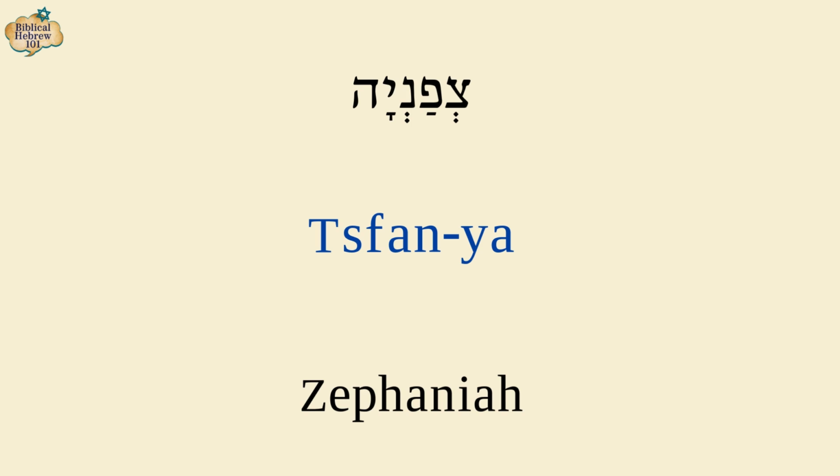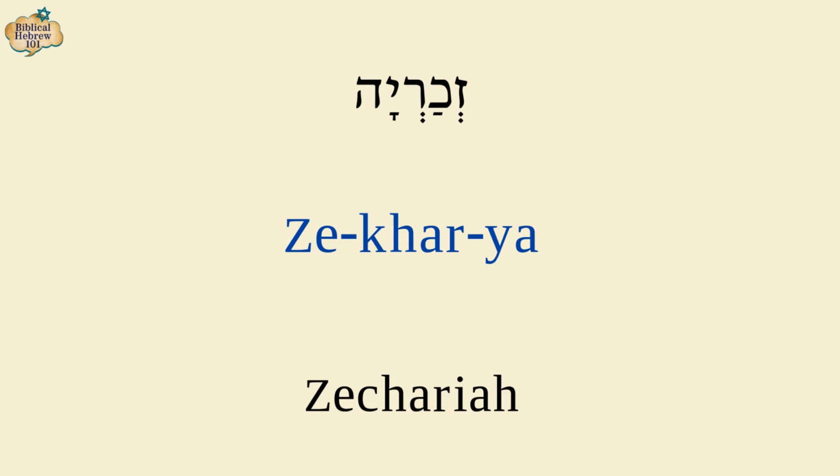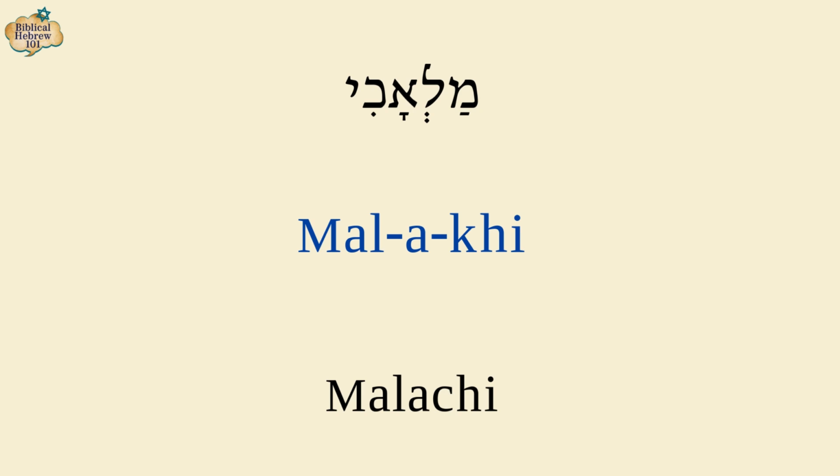The next book is Tzfaniah, Tzfaniah, known as Zephaniah in English. The next book is Haggai, Haggai, known as Haggai in English. The next book is Zechariah, Zechariah, known as Zechariah in English. The next book is Malachi, Malachi, known as Malachi in English.